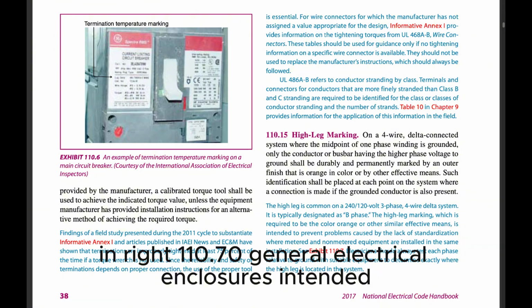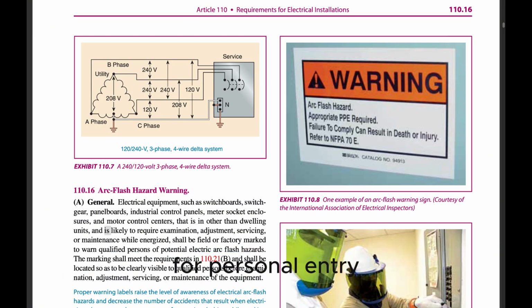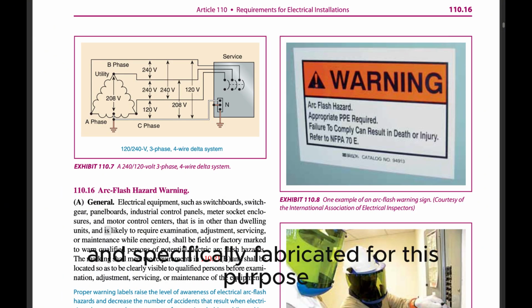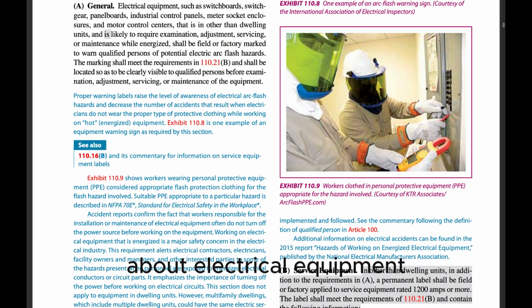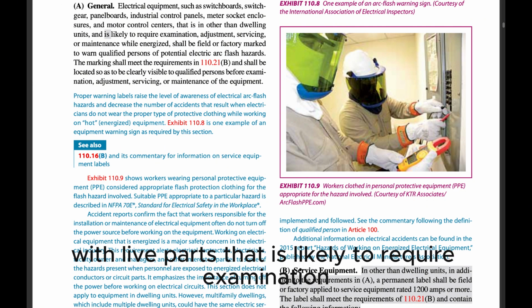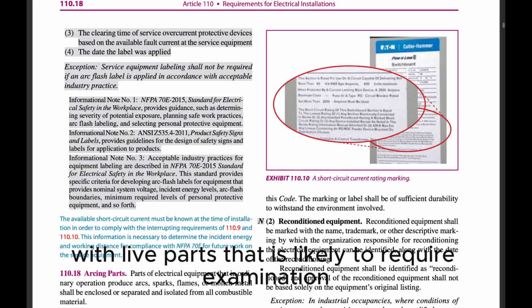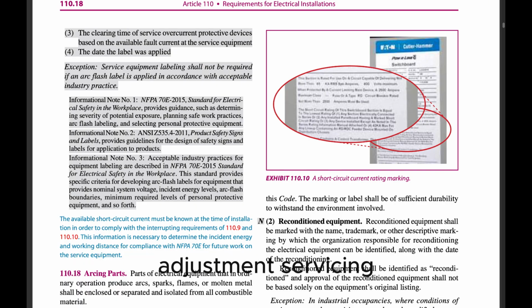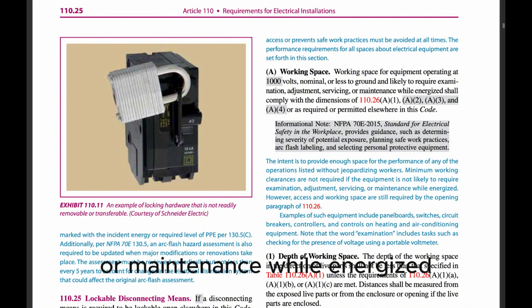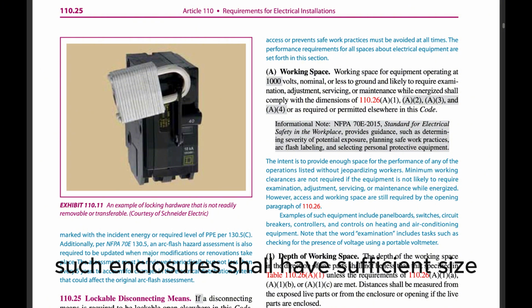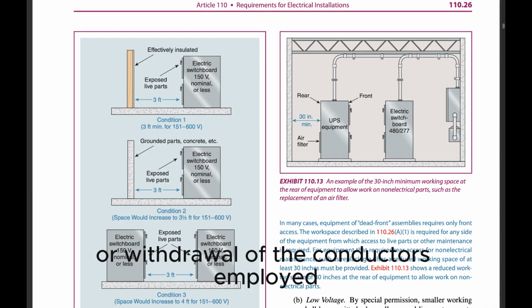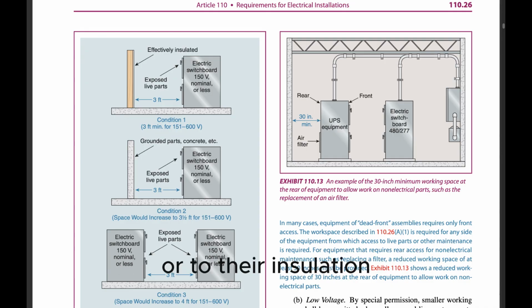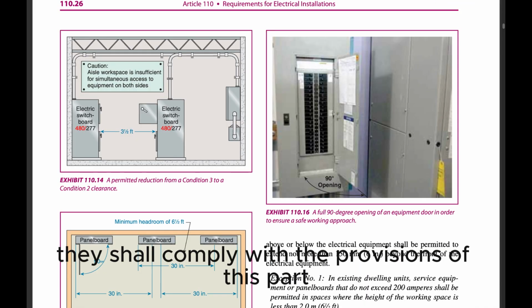110.70 General. Electrical enclosures intended for personnel entry and specifically fabricated for this purpose shall be of sufficient size to provide safe workspace about electrical equipment with live parts that is likely to require examination, adjustment, servicing, or maintenance while energized. Such enclosures shall have sufficient size to permit ready installation or withdrawal of the conductors employed without damage to the conductors or to their insulation. They shall comply with the provisions of this part.